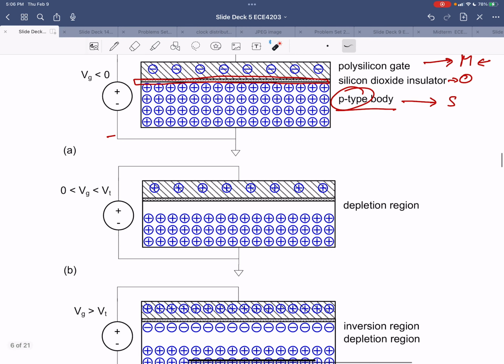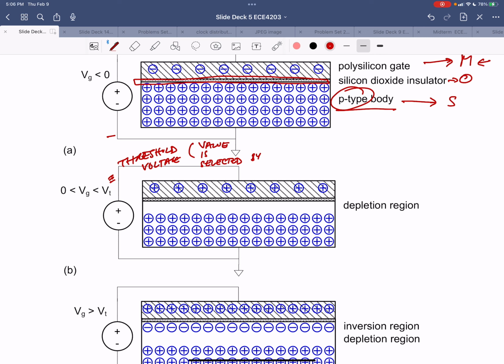When the gate goes to a positive voltage, up to a certain point, up to a voltage called the threshold voltage, V sub t is the so-called threshold voltage. And this is a parameter whose value is selected by design.